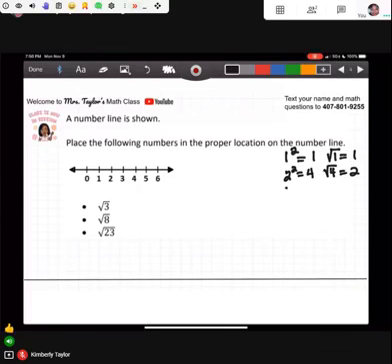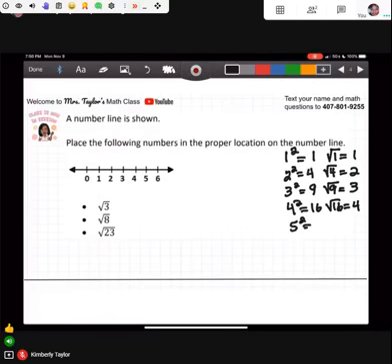I'm going to keep going for just a couple more. 3 squared is going to give me 9. The square root of 9 is 3. 4 squared is 16. The square root of 16 is 4. And 5 squared is equal to 25, and so the square root of 25 is going to give me 5. I'm going to stop right there because I think this is enough for this particular problem. So when you're looking at where to place these numbers on a number line, you need to put these radicals in between the two perfect squares that they go between.